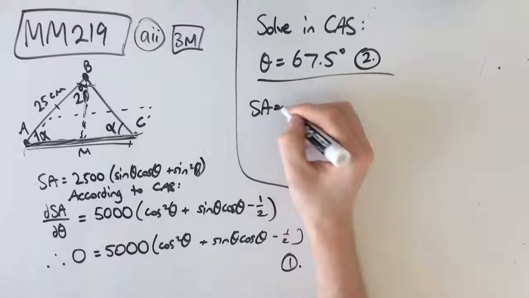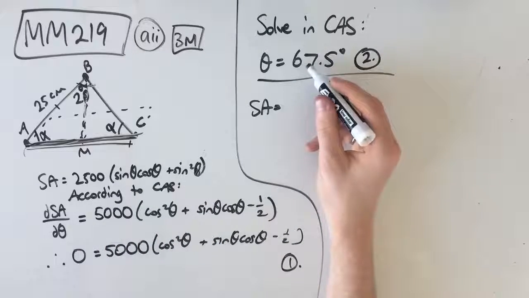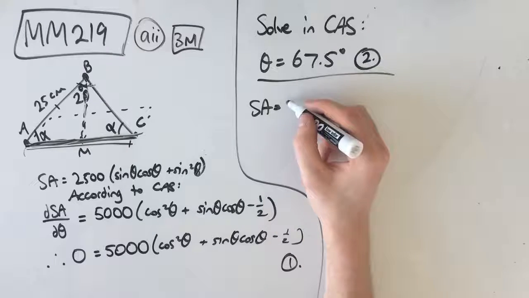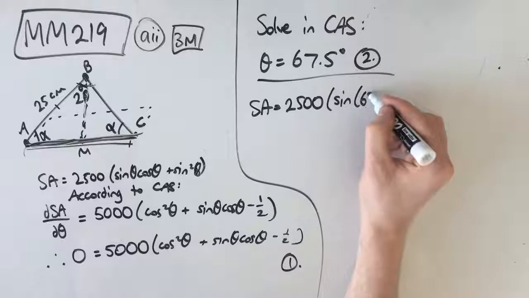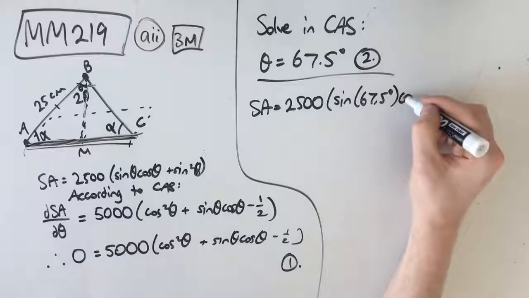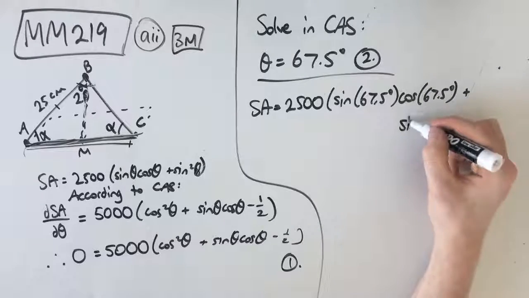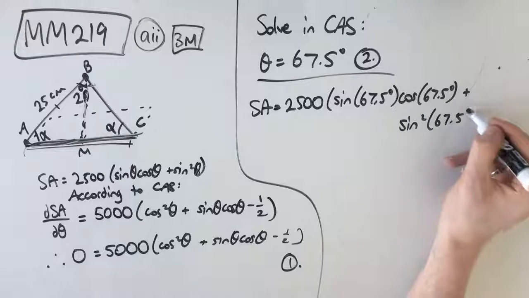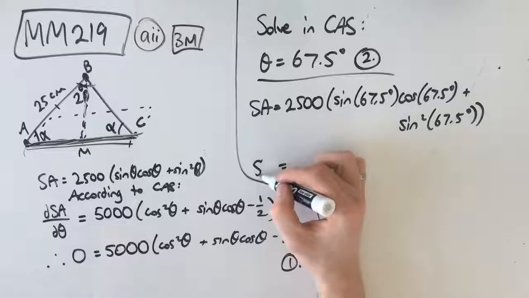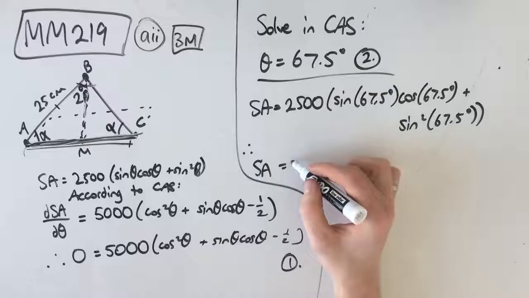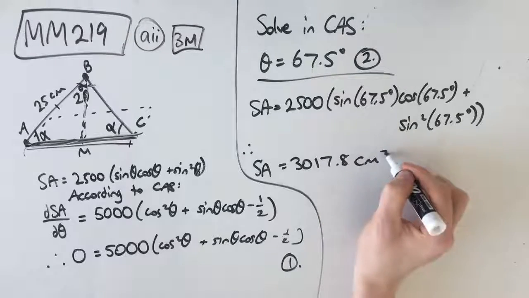We know that surface area is equal to 2500 sine theta cos theta plus sine squared theta. So all we simply need to do is sub in this value of theta, and that'll give us our maximum area. So surface area is equal to 2500 times sine of 67.5 degrees times cos of 67.5 degrees plus sine squared 67.5 degrees. As always, guys, don't do this by hand. Always do it in your Kaz. Therefore, surface area is 3017.8 centimeters squared.